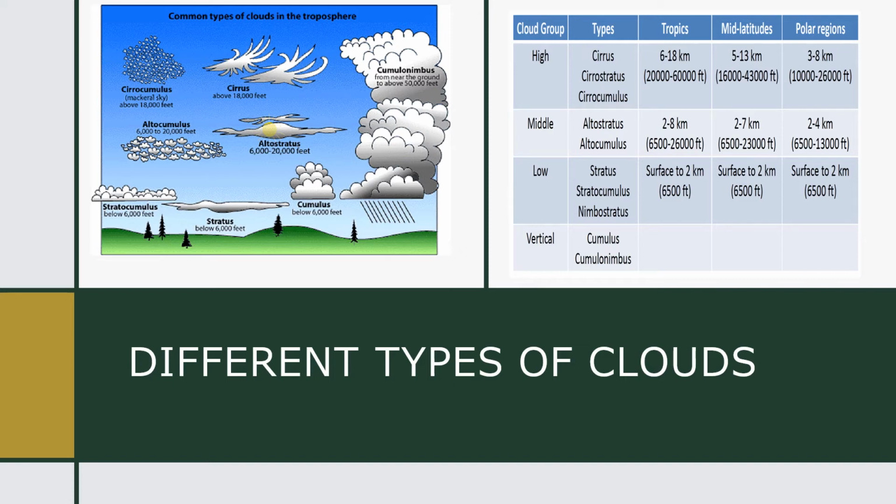Each cloud type is found at a different height based on if they're located in the tropics, mid-latitudes, or polar regions.